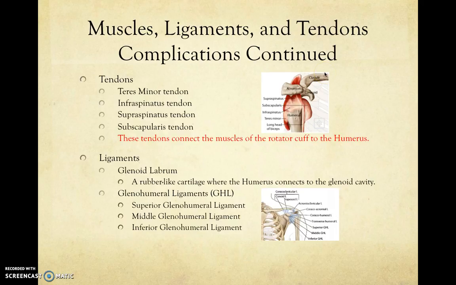Also injured are the glenohumeral ligaments, or the GHL for short. And this is a group of ligaments, as you can see over here, that surround the shoulder, around where the rotator cuff does. They are the superior glenohumeral ligament, middle, and the inferior.